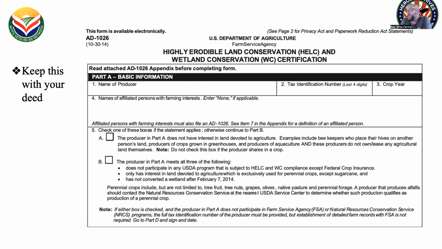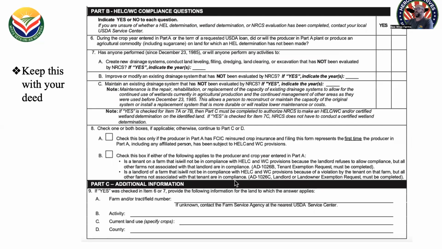Now let's go to box B. The producer in part A meets all three of these statements. Does not participate in any USDA program subject to the highly erodible land conservation and wetland conservation compliance except federal crop insurance. Only has interest in land devoted to agriculture which is exclusively used for perennial crops except sugarcane, and has not converted a wetland after February 7th, 2014. If those three statements don't apply to you, you do not check that box. If they do, you check the box. All right, let's move to the next part of this.